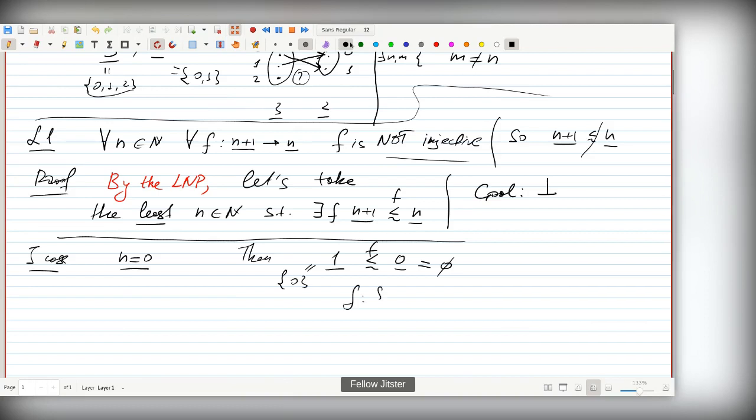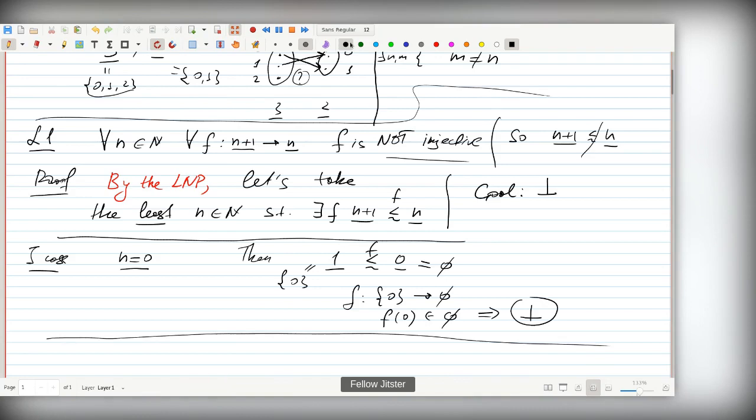So f is a function from some non-empty set to the empty one. Hence, the value of this function at 0 must exist, hence f is total. This value is an element of the empty set, which is clearly impossible. So we have obtained our required contradiction.